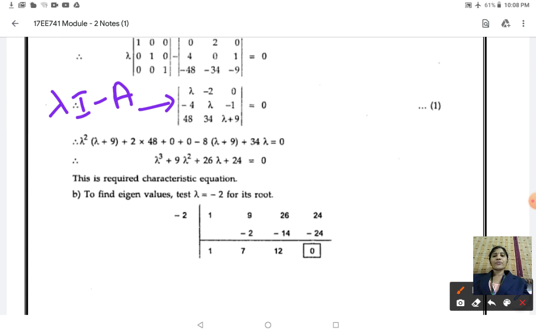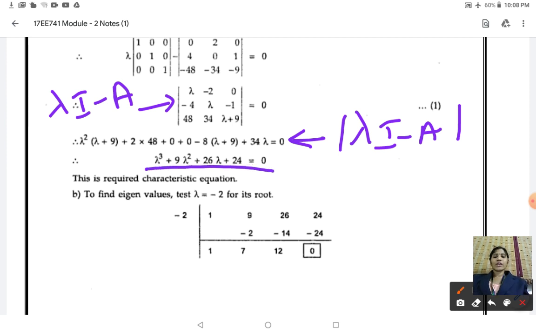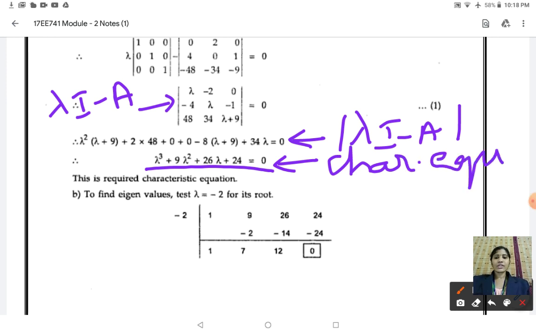Now you need to frame the characteristic equation. Framing the characteristic equation means you should identify the determinant value of λI minus A. When you find the determinant, it gives one particular equation, that is λ³ + 9λ² + 26λ + 24 = 0. This is your characteristic equation. The roots of this characteristic equation will give the eigenvalues. The roots can be identified manually, or you can find them using a calculator.